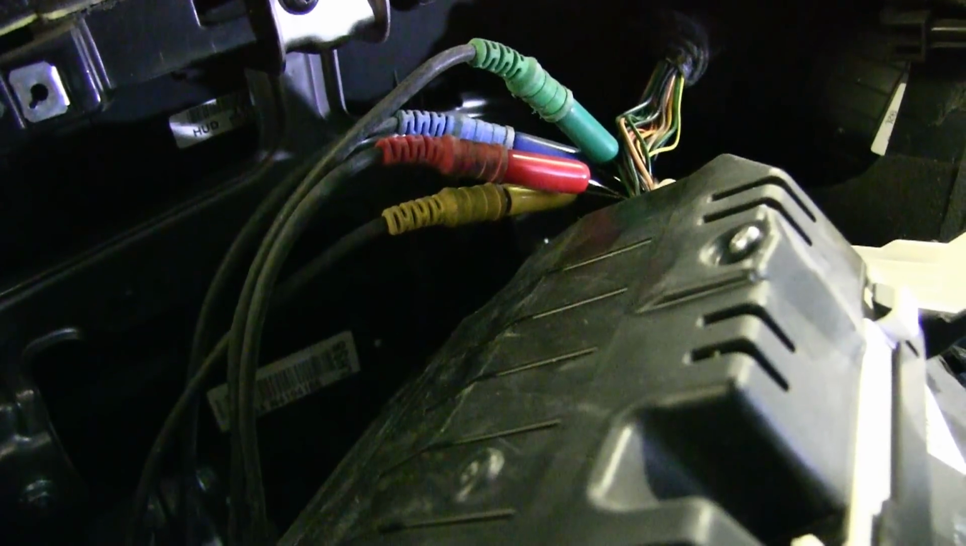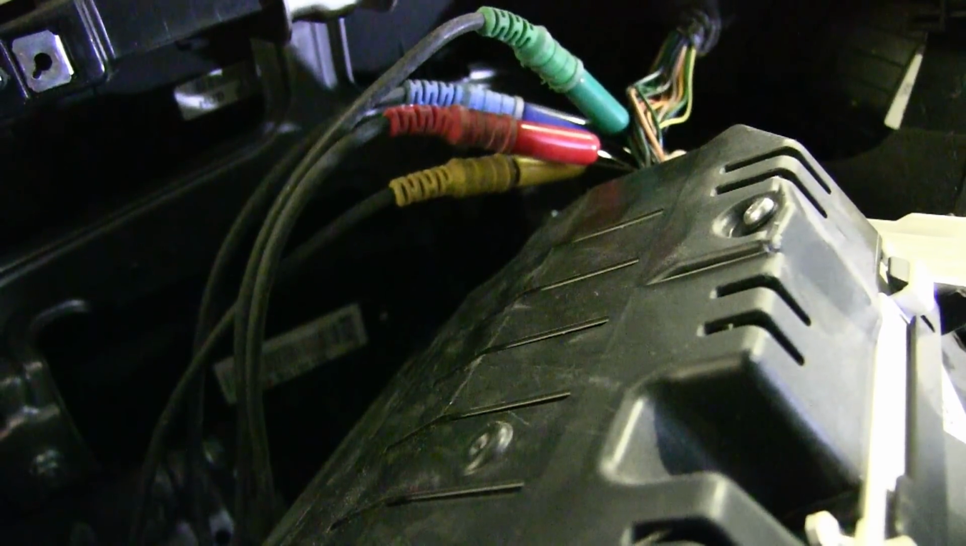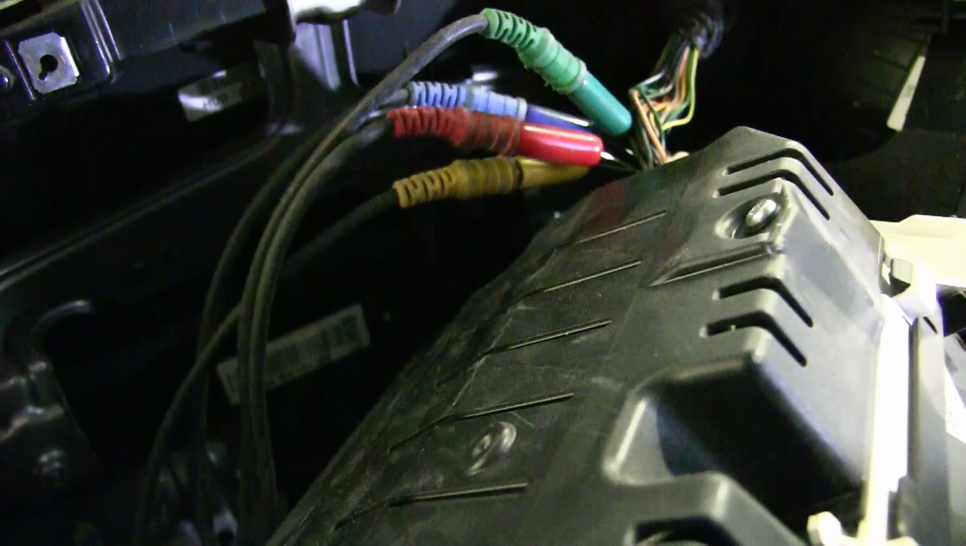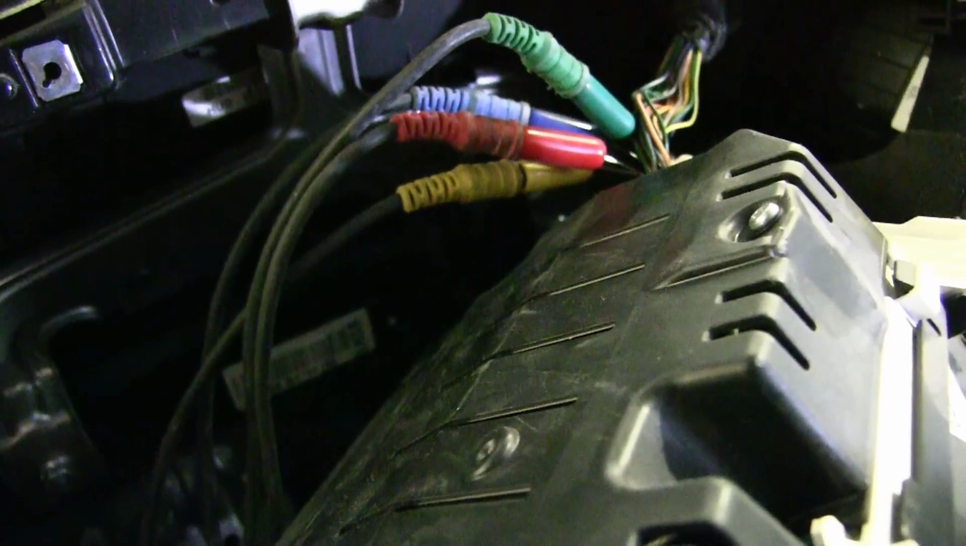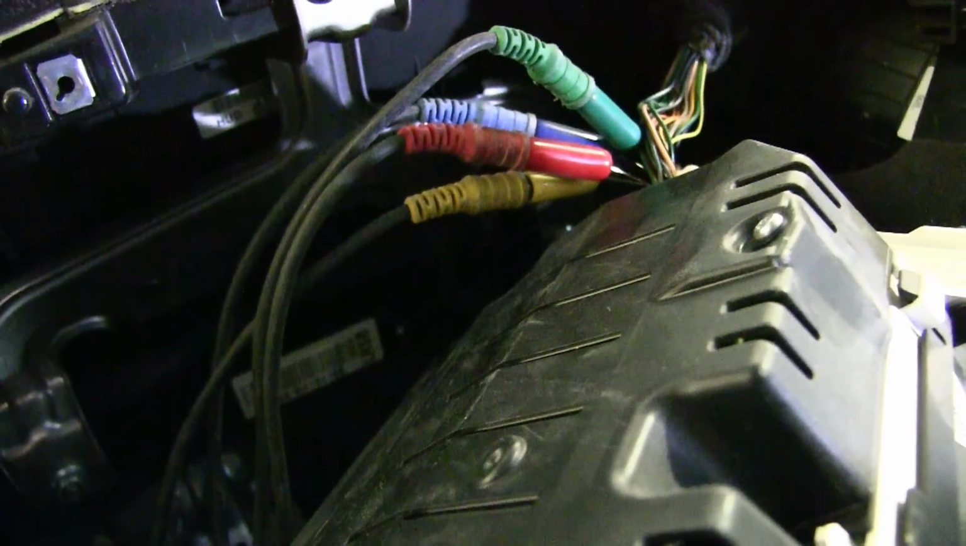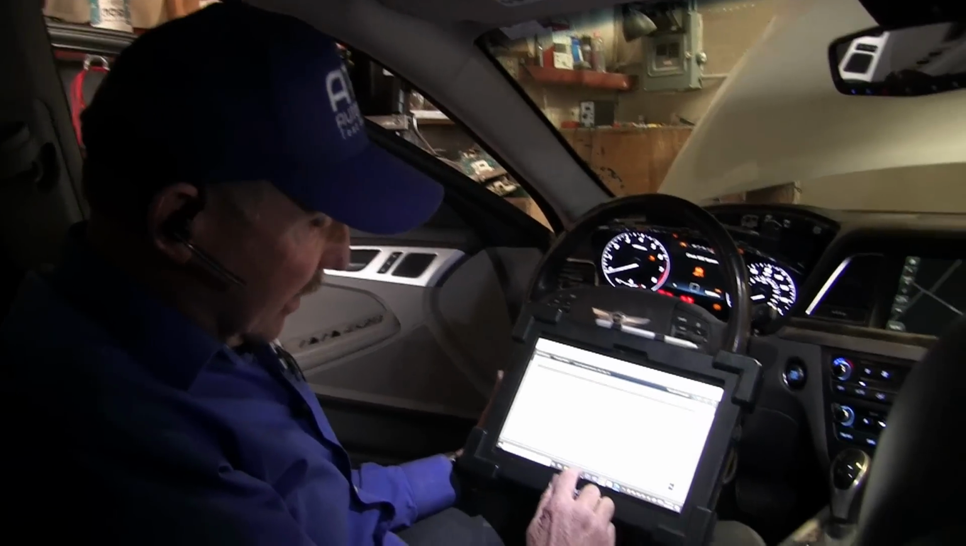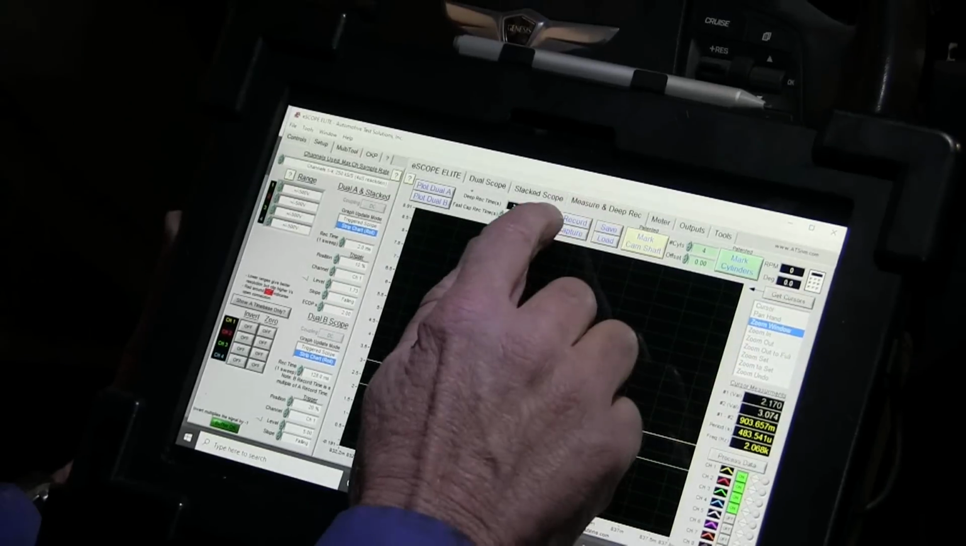Here we are at the back of the dash, and I've gotten access into the main connector of the dash. The yellow and red, channel 1 and 2, are on CAN C. The green and blue, channel 3 and 4, are on CAN B. So these are two different bus structures. One is high speed, one is medium speed. Now let's go ahead and look at those waveforms so we can try to figure out what's going on with this vehicle. We're into the dash with the scope, so let's go ahead and bring up some data.